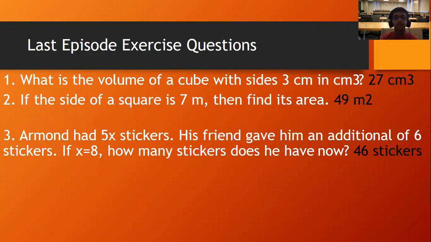If the side of a square is 7 meters, then find its area. Well, we know that the formula for finding the area of a square is basically one side times one side. So here, 7 times 7, we get 49 with the unit meter square.